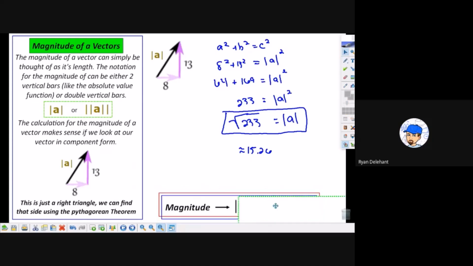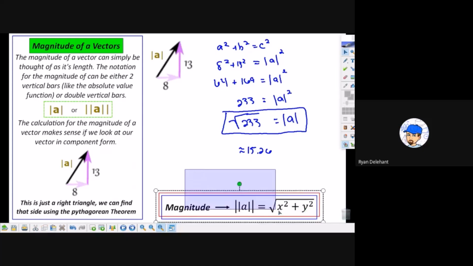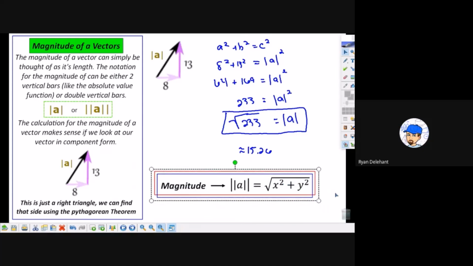So it actually leads us to a formula. The magnitude can be found by taking the square root of the x component squared plus the y component squared. That's actually the distance formula, which we're plugging through into a coordinate plane.